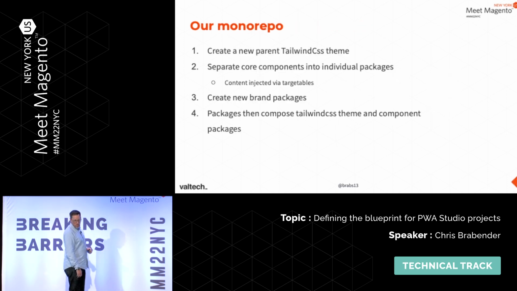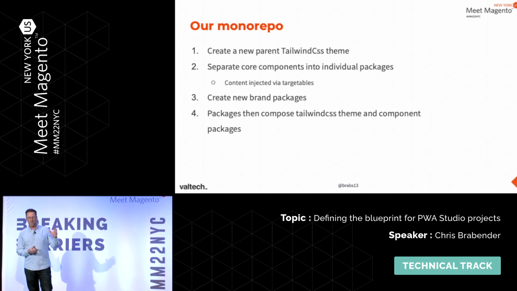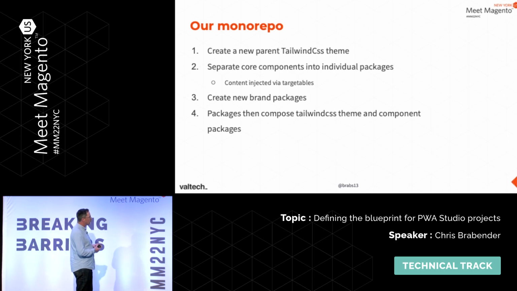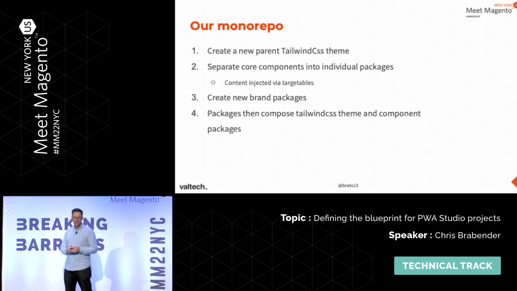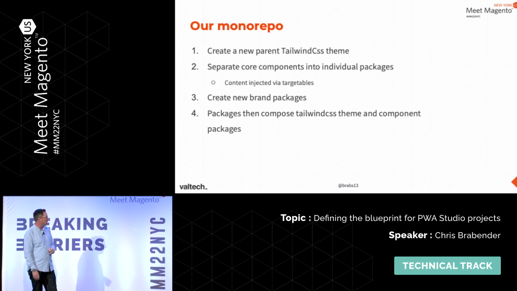So our monorepo looks like this. We have a parent Tailwind CSS theme, then we separate core components into individual packages. So we have multiple packages sitting within our monorepo, and we include them in brands. So we then have brand packages, each of the different brands we have within our implementation. And then within those brand packages, we compose a Tailwind CSS theme and those component packages. So we can pick and choose what we need for different brands who may have slightly different requirements from another brand, but still want to inherit from that core brand styling guide, whatever it may be.